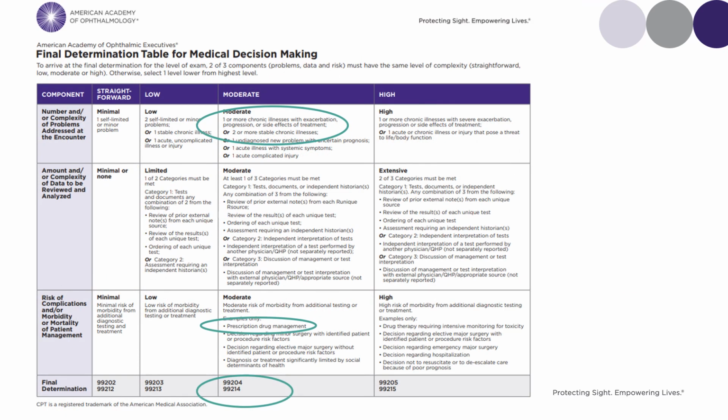Now let's consider the overall MDM. In this case, the glaucoma was worsening, so that would be considered one or more chronic illnesses with progression, a change in eye drop management. But even if the glaucoma was stable, we would have considered 2 or more stable chronic illnesses that were addressed at the encounter today. Along with the prescription drug management would be an overall meeting of 2 categories, which would meet that moderate level and the final determination of an established patient level 4, 99214.